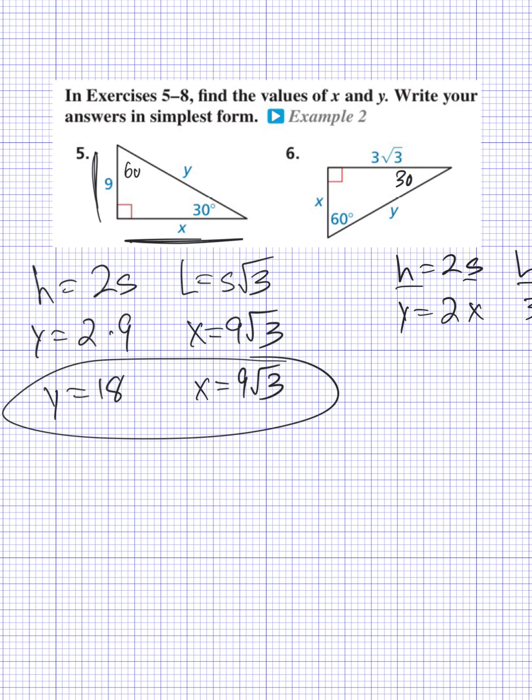Now let's do the problem. Well, I can't do anything with the first one. There's too many variables, but I can solve for x here. So let's divide off the square root of 3 to get x by itself. So x is equal to 3, and now we can substitute it into the other equation. 2 times 3, so y is 6, and x is 3.